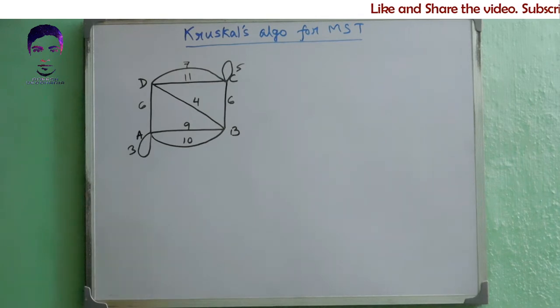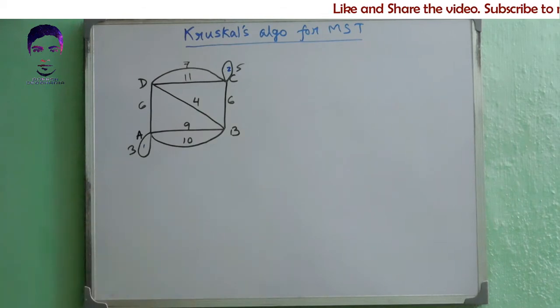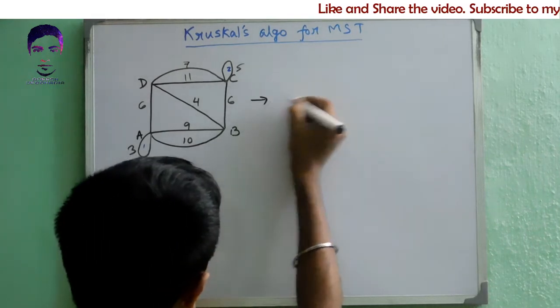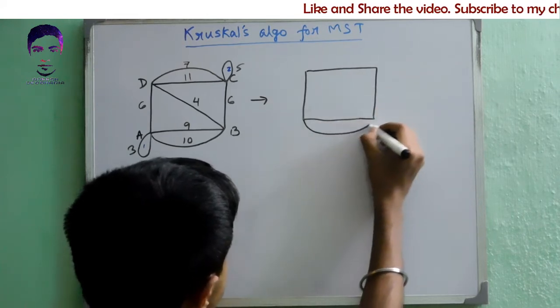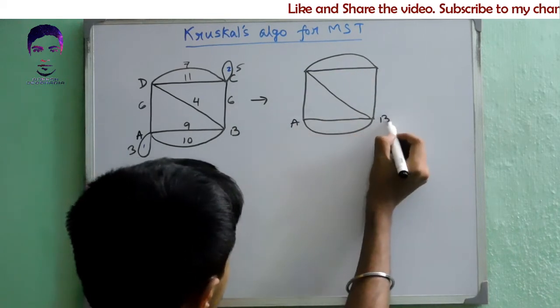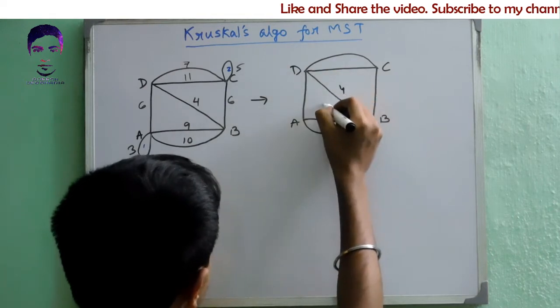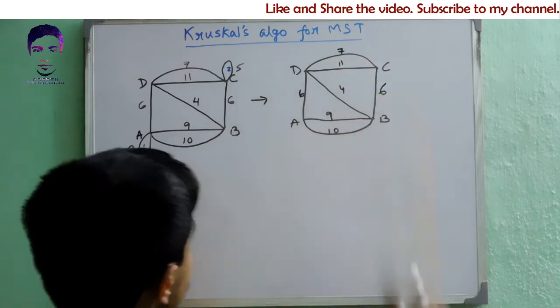Now the first step for the Kruskal's algorithm says that we need to remove the self loops from this graph. Now there are two self loops, as you can see. One is this one, another one is this one. So we have to remove these two in order to proceed with the Kruskal's algo. Okay, so after removal our graph looks something like this. So this is our graph.